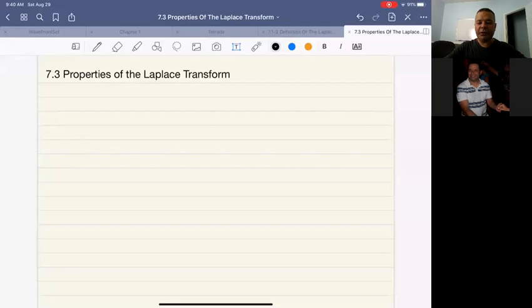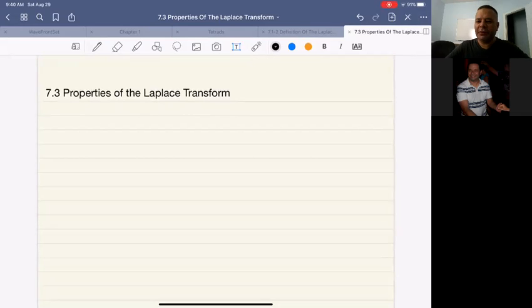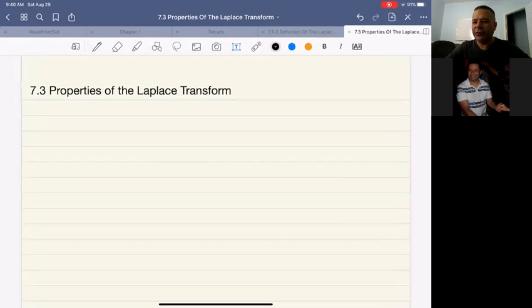All right, welcome back. So we're going to do just some properties of the Laplace transform. This really goes with the last section as well.